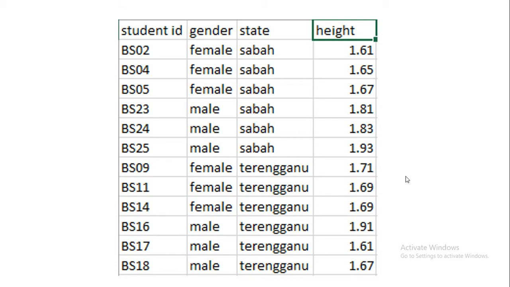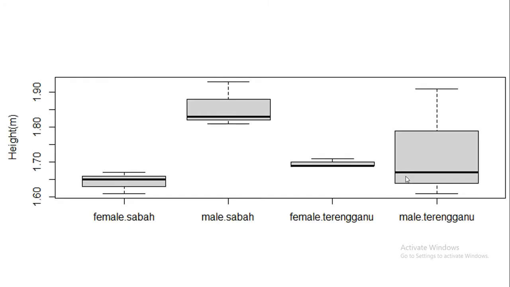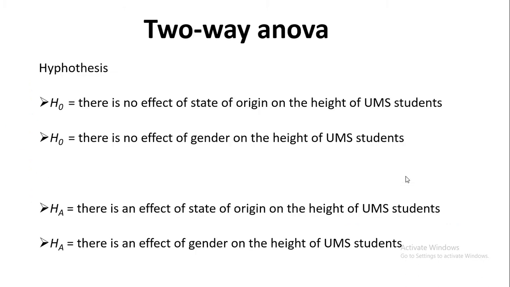First of all, I tabulate the data into a table like this using Excel, and then using the RStudio software, I plotted the data into a box plot graph. Since there are two variables compared on the responding variable, we are going to conduct a two-way ANOVA test, for which we came up with two pairs of hypotheses.